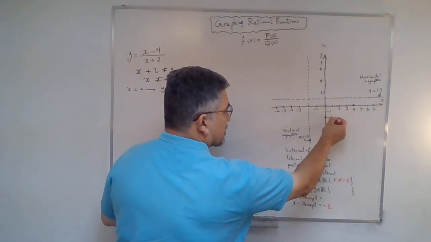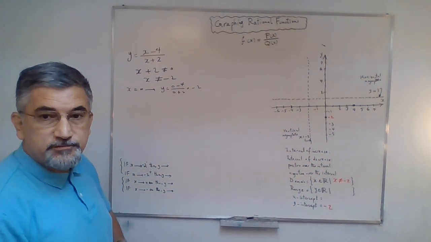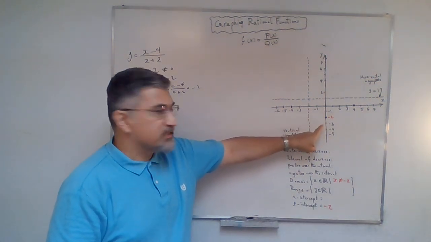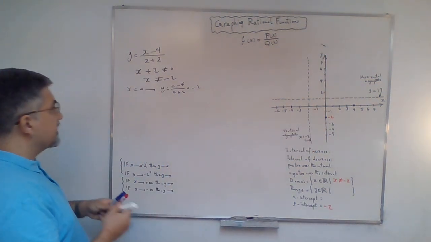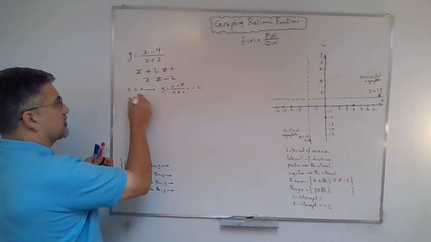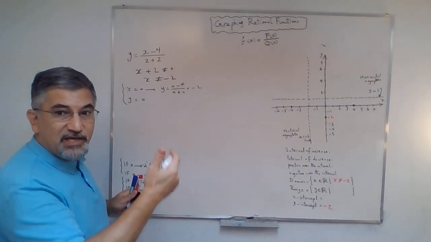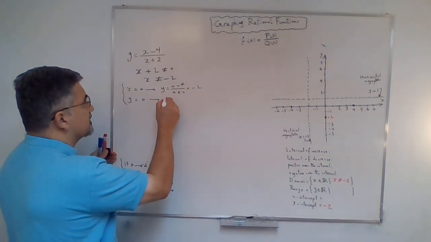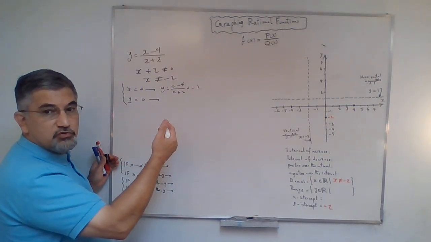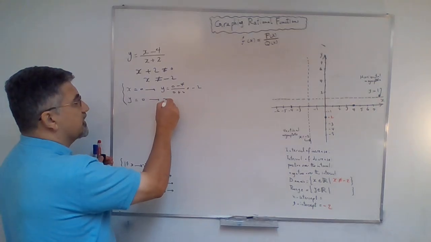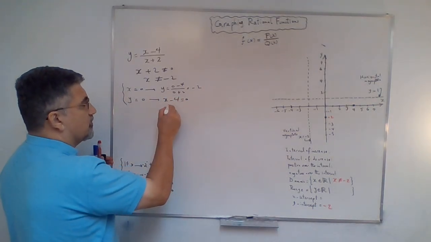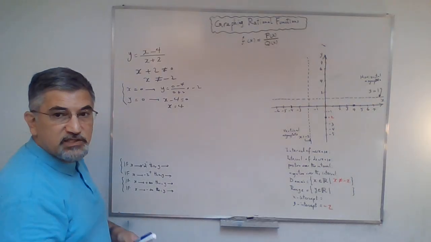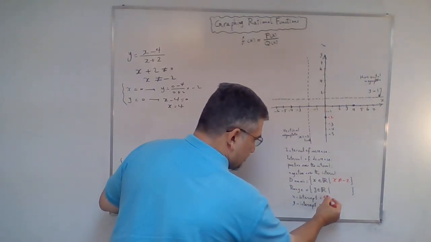We can, of course, plot that point. So we know that the graph should intersect the y-axis at negative 2. Next, we're going to set y equal to 0 for the purpose of finding the x-intercept this time, or we call it the zeros of the function. In that case, you know that a fraction equals 0 when its numerator is equal to 0. So you get x minus 4 equals 0, where you get x equals 4. So that is the x-intercept of this rational function.